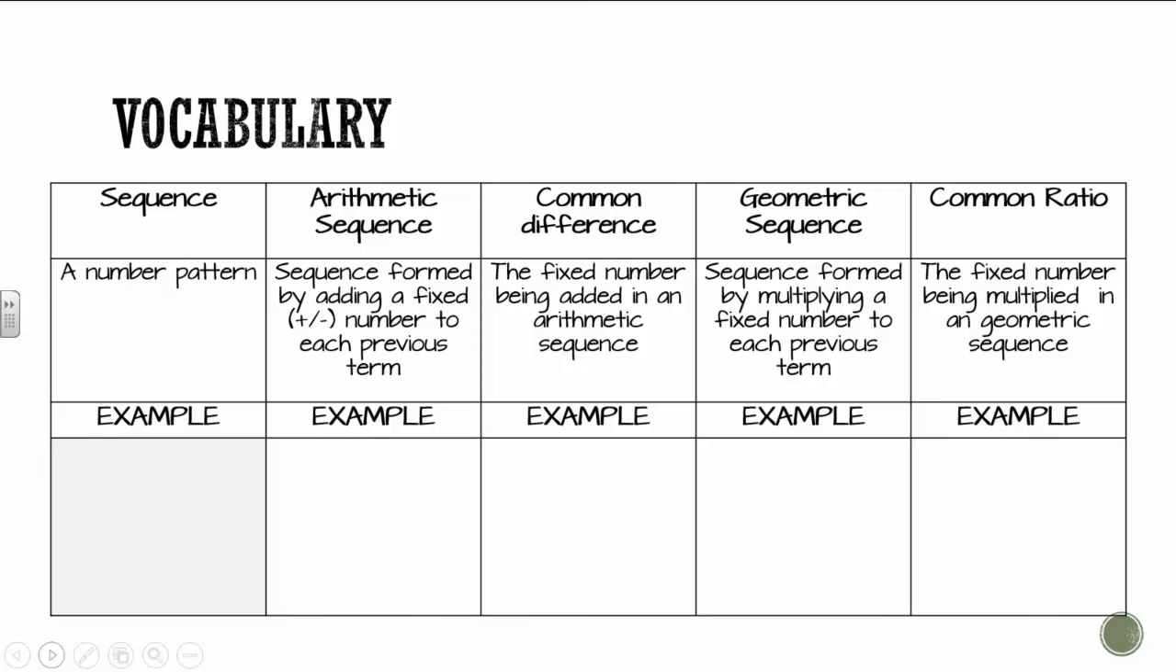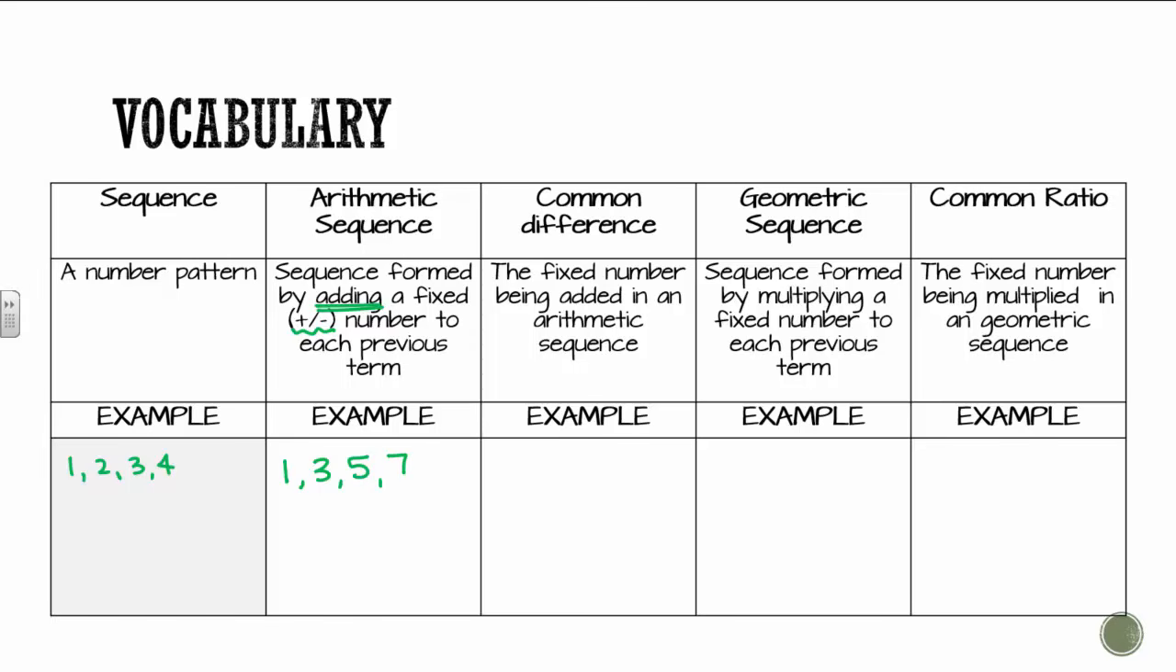So a sequence is just a number pattern, and it could be absolutely anything, like 1, 2, 3, 4 is a number pattern. An arithmetic sequence is one formed by adding a number to the previous term. Now this number that you add could be positive or negative, so it could be getting bigger or it could be getting smaller, like 1, 3, 5, 7.